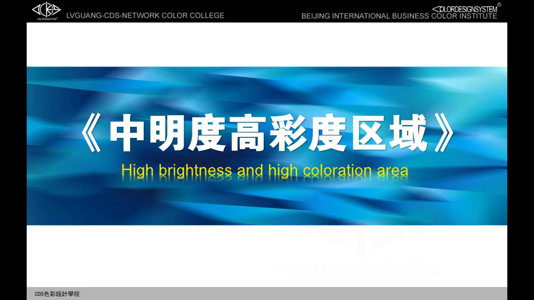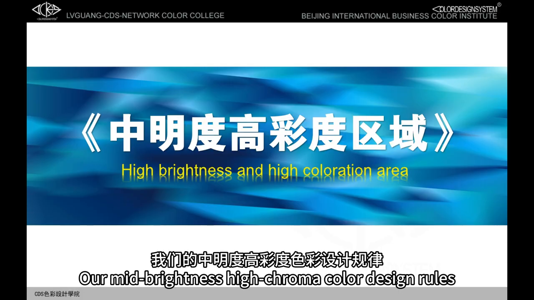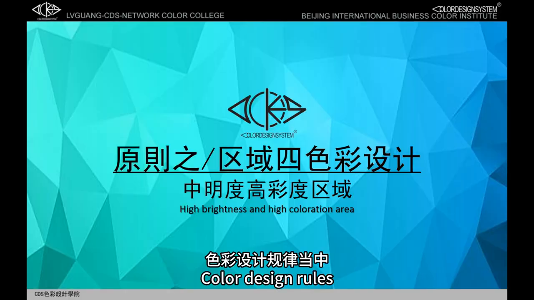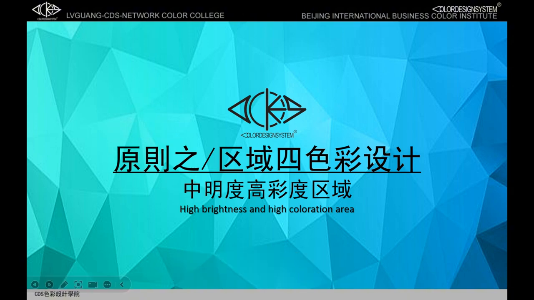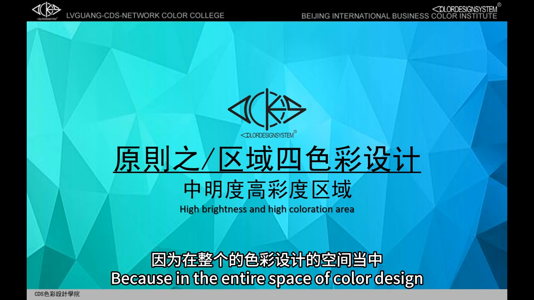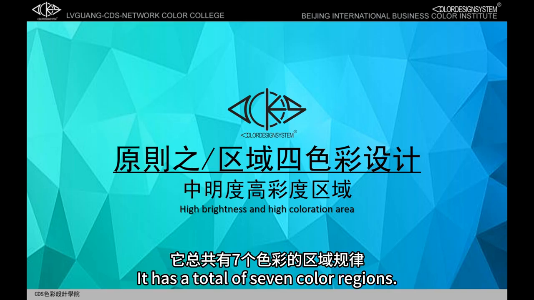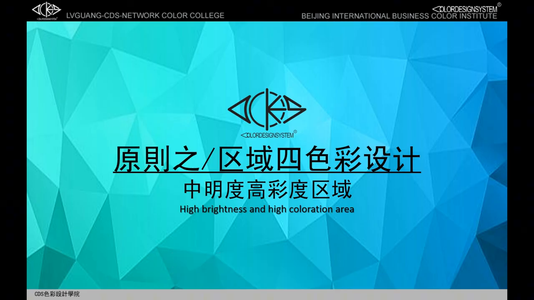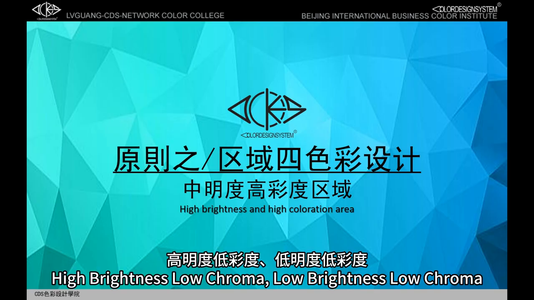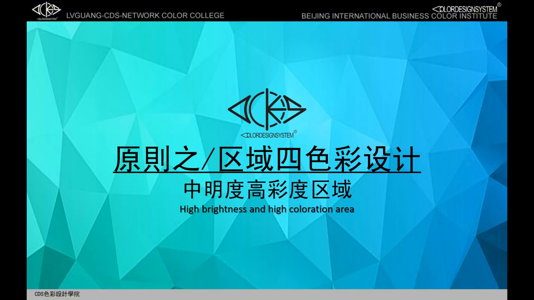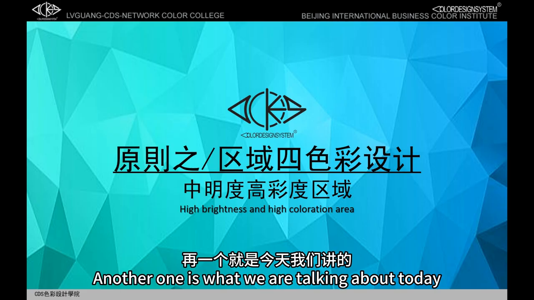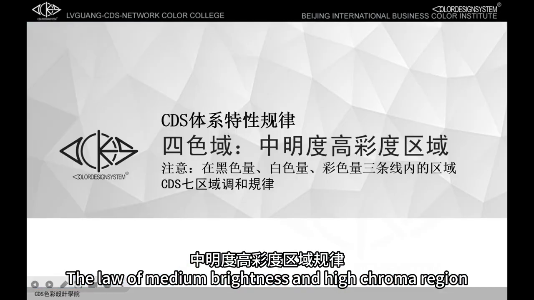That's Zone 4, also known as our mid-brightness high chroma color design rules. We call it the Zone 4 rule. Because in the entire space of color design, it has a total of 7 color regions, and there are 4 independent color patterns: high brightness low chroma, low brightness low chroma, another one is mid brightness mid chroma, and another one is what we are talking about today, the law of the medium brightness and high chroma region.